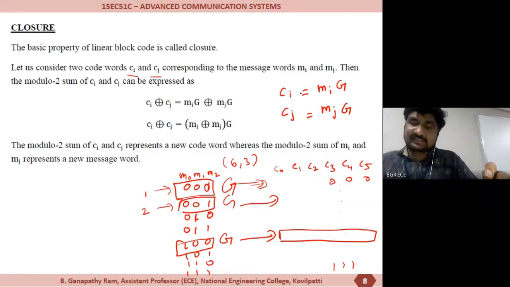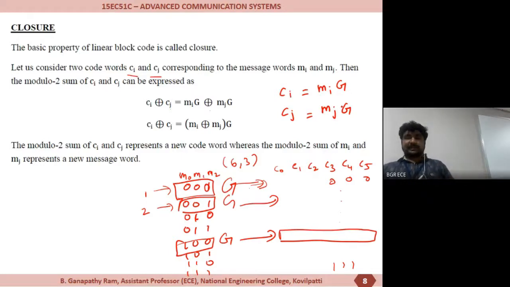Hence, if the ith code word Ci in the code word table is produced by the ith message word multiplied by G, and the jth code word is produced by multiplying Mj and G, then this can be associatively written as (Mi modulo 2 Mj) into G.